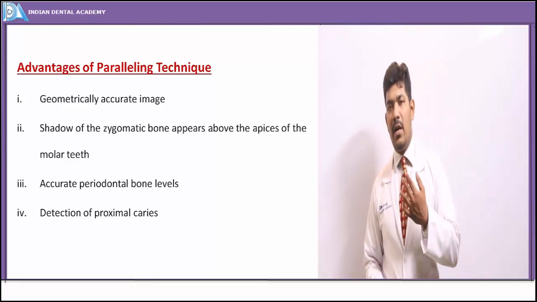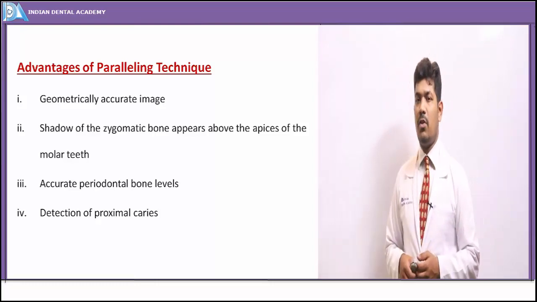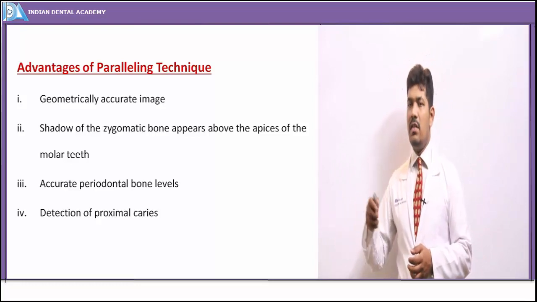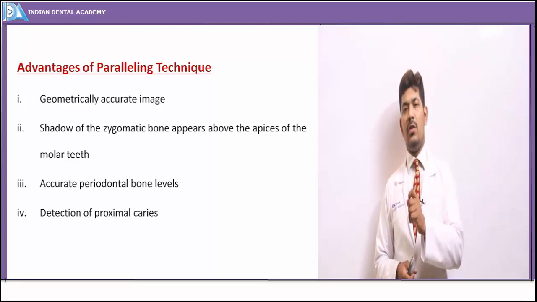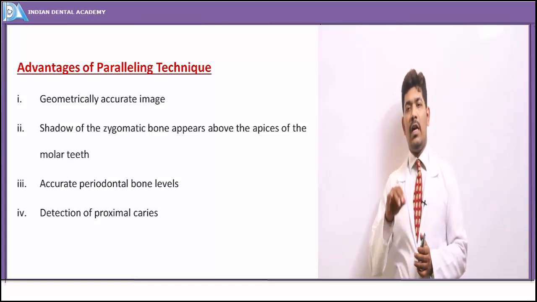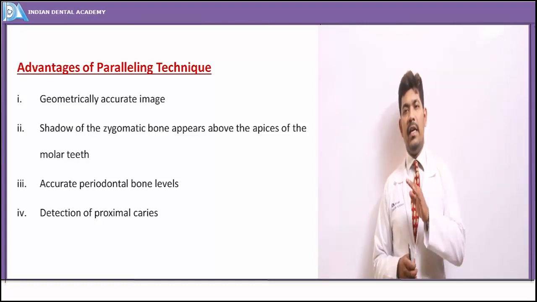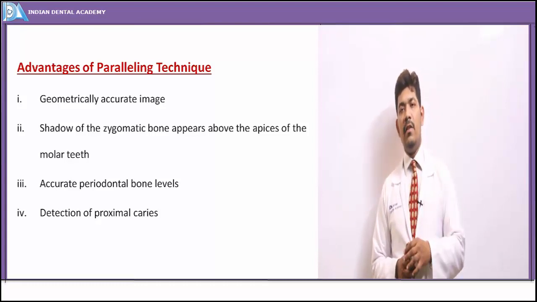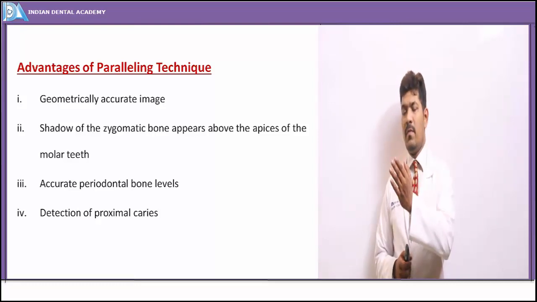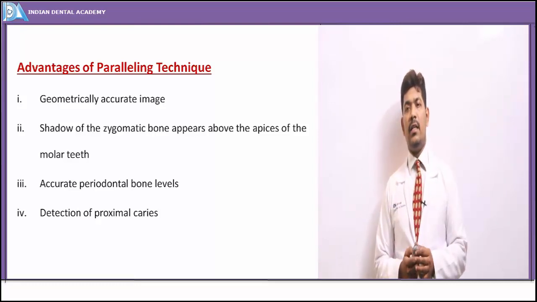Now, accurate periodontal bone levels and detection of proximal caries. Both these advantages are primarily owing to the paralleling nature of the X-ray beams, which hit the alveolar bones at perpendicular angles. So it gives an accurate picture of the levels of the alveolar bones, and also we can detect proximal caries, again because of this advantage.